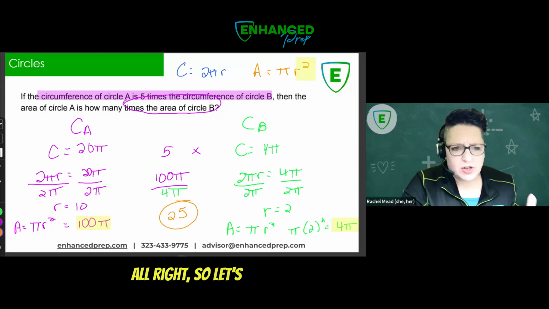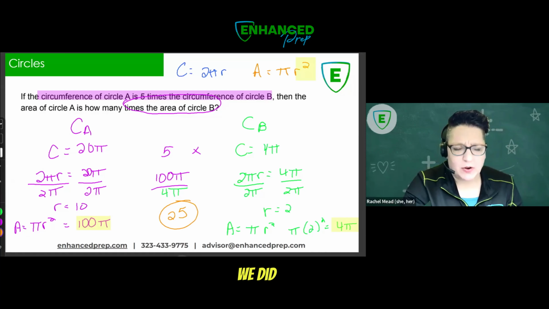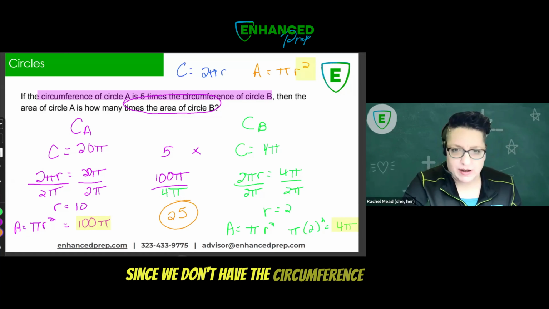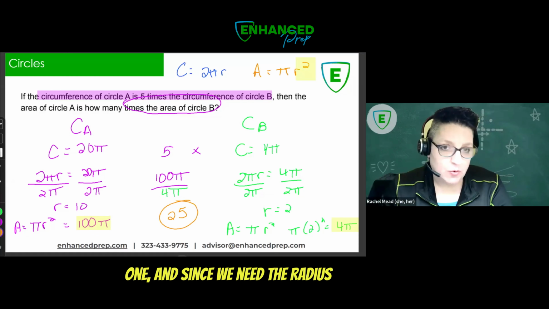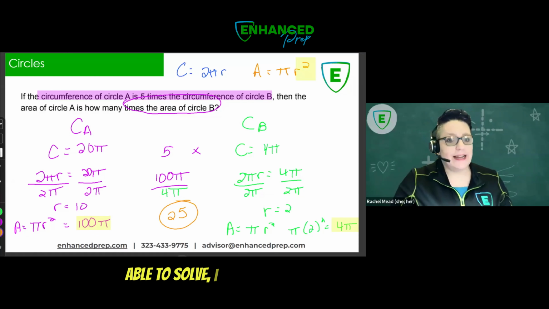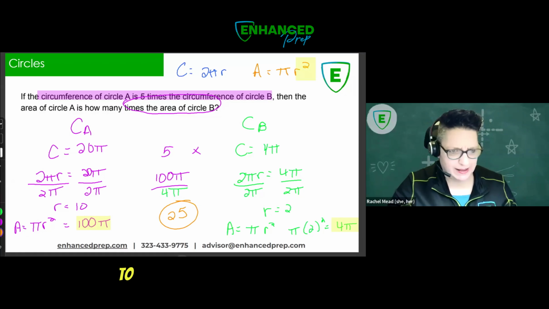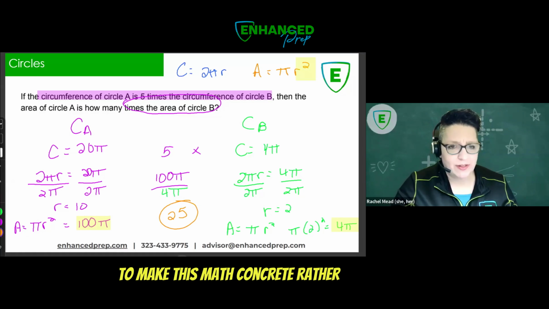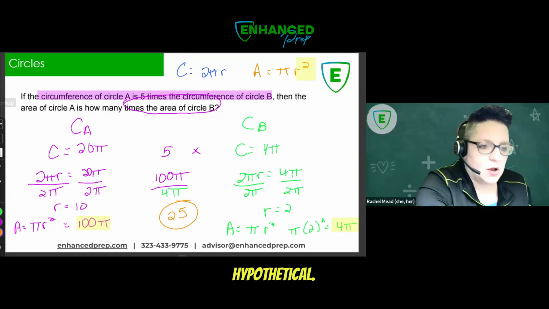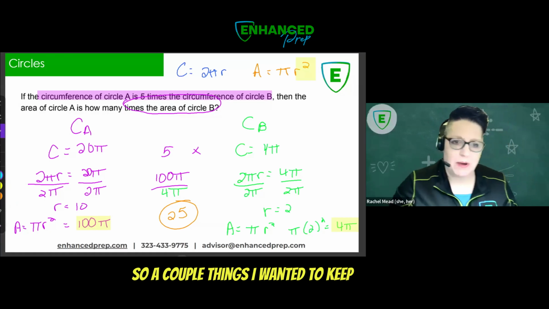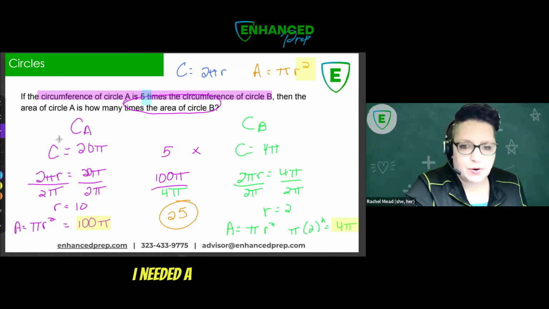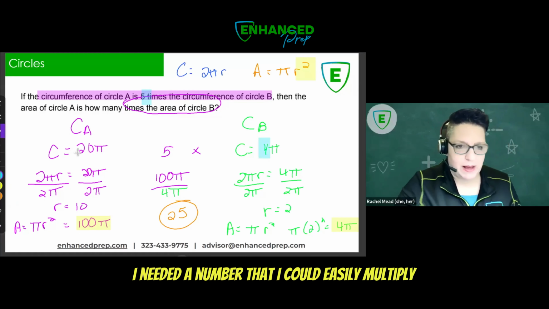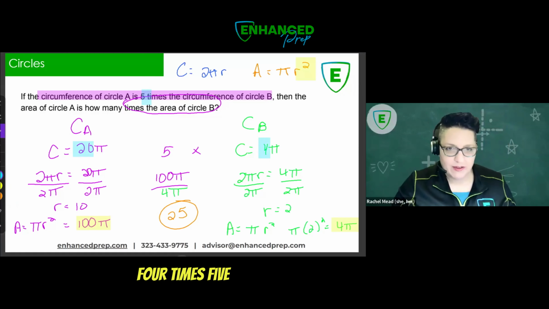All right, so let's talk a little bit about what we did here. Since we don't have the circumference of either one, and since we need the radius in order to be able to solve, I need to plug in my own numbers to make this math concrete rather than thinking hypothetical. So a couple things I wanted to keep in mind in terms of how I was going to plug in. I needed a number that I could easily multiply by 5. 4 times 5 giving me 20.